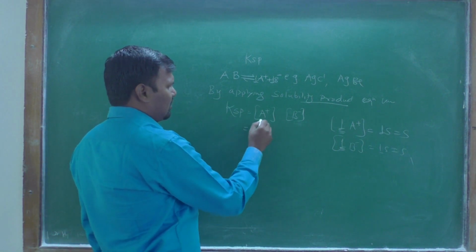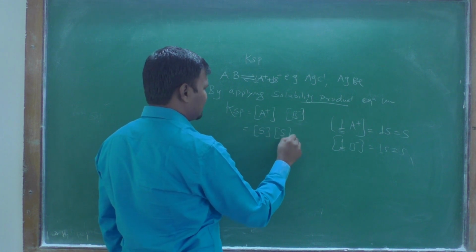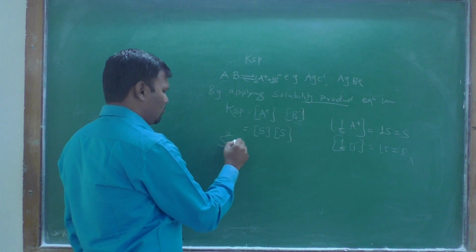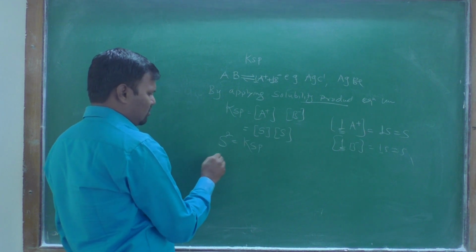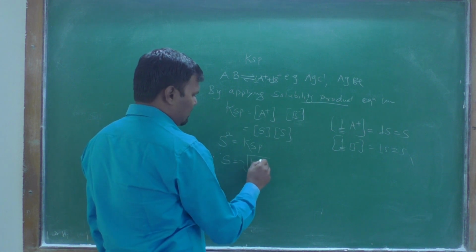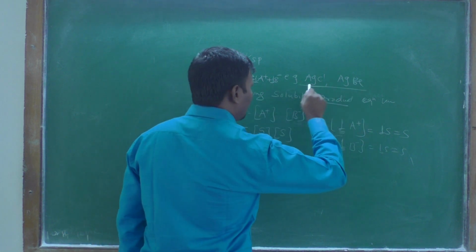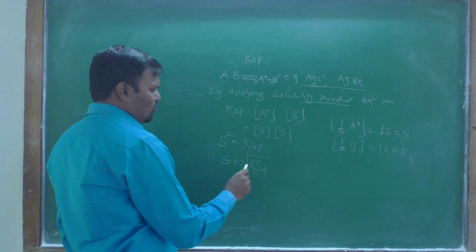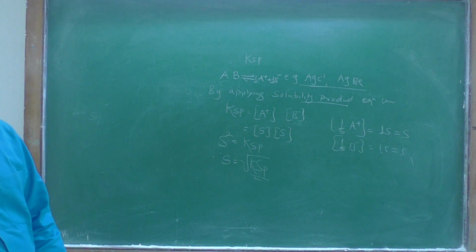Therefore by putting the solubility of A+ as S and the solubility of B- as S, S square is equal to Ksp. Therefore by taking the square root, the solubility is given by the square root of Ksp. For a salt like that, the solubility is given by the square root of the solubility product.